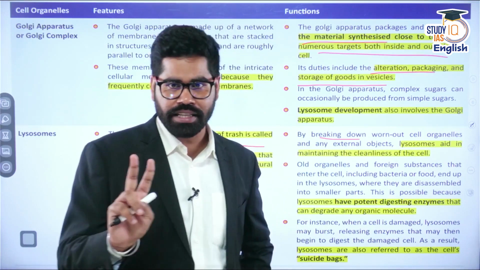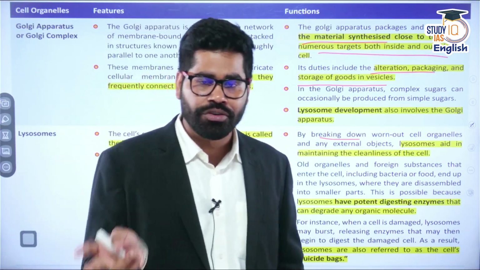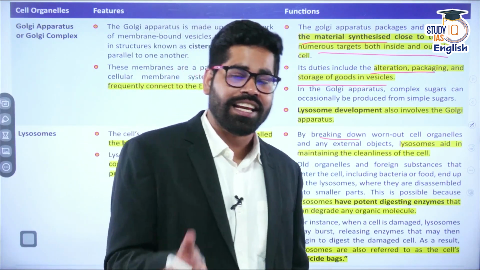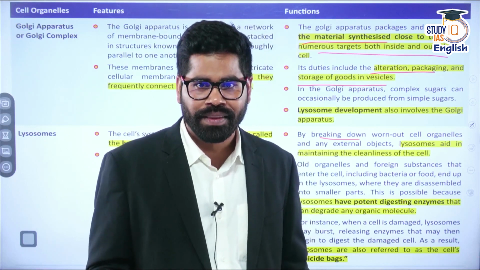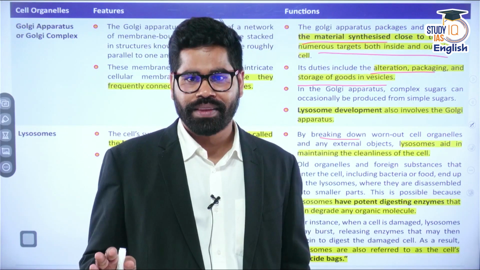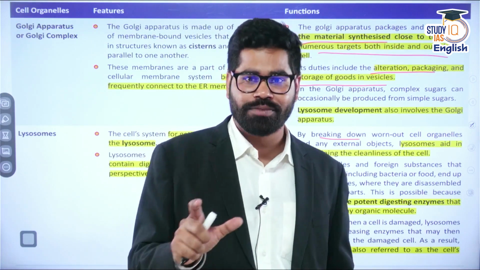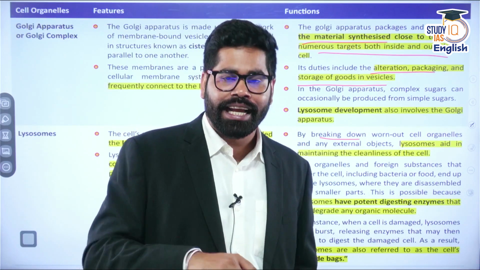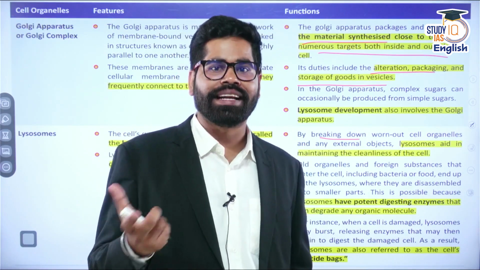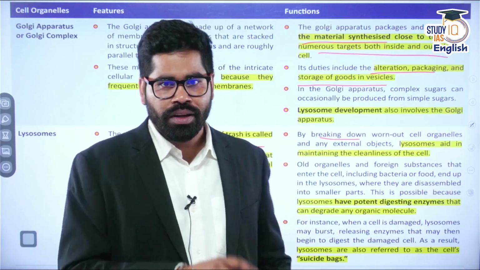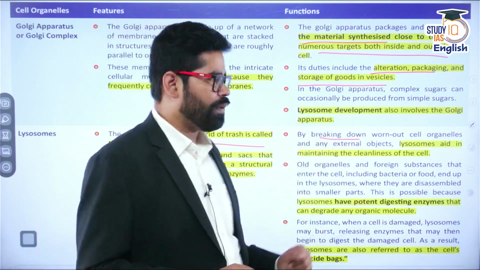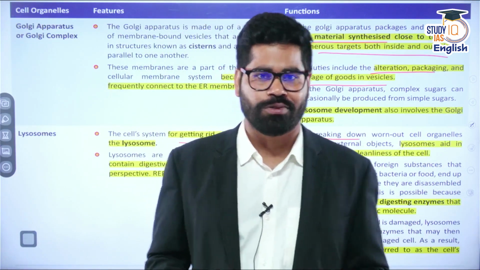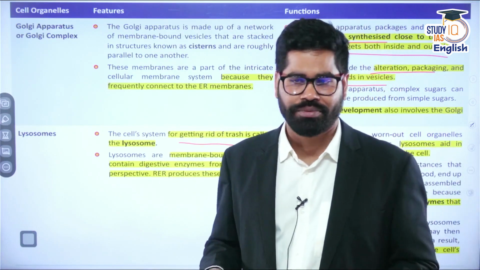So two important functions you can see here. First of all, they are getting rid of the trash of the cell. Whatever waste product is there, if any foreign substance is there, if any cell organelle has become damaged, they can remove that structure. And at the same time, if the cell entirely has been damaged, then the lysosomes will burst, the enzymes will come out of it, and then it will kill, or you can say remove, the entire cell itself. Now, see one thing here: the Golgi complex or the Golgi apparatus is also helping in the development of the lysosomes. So they also have a sort of connection with each other.